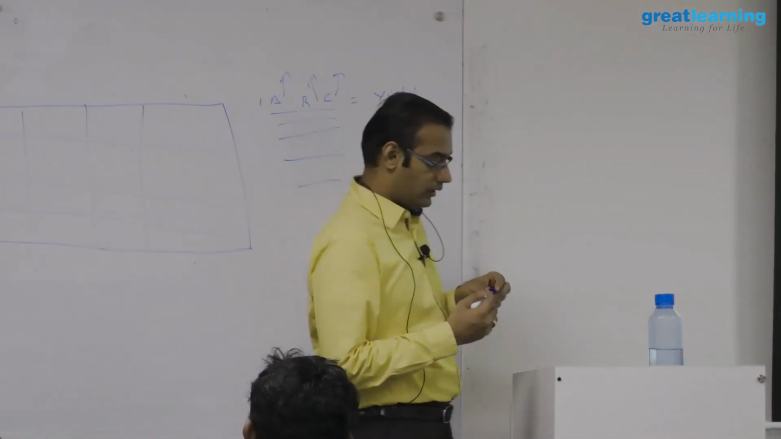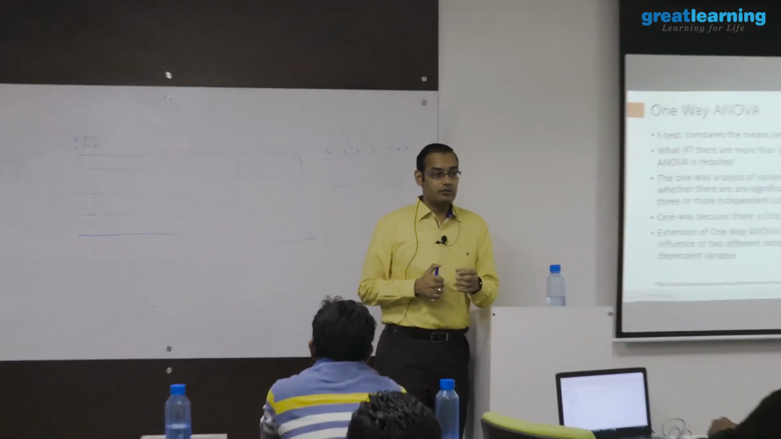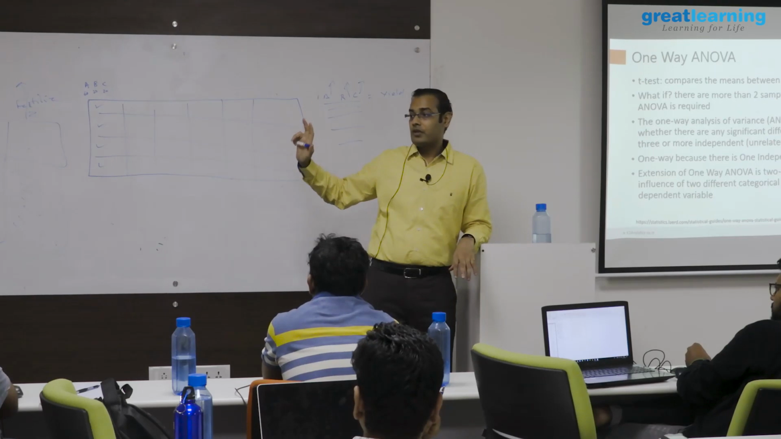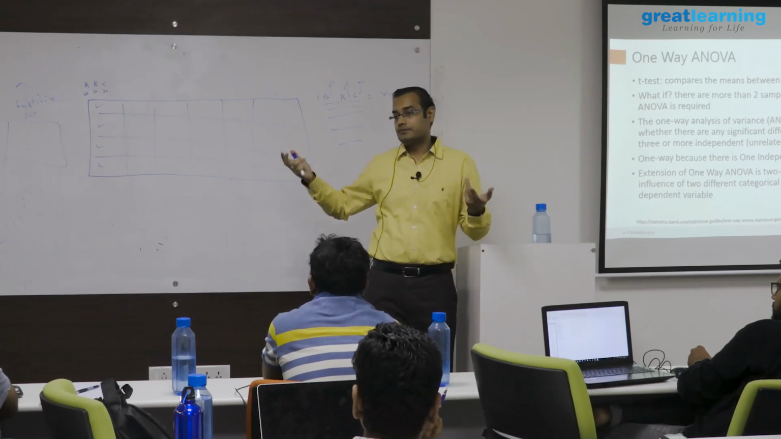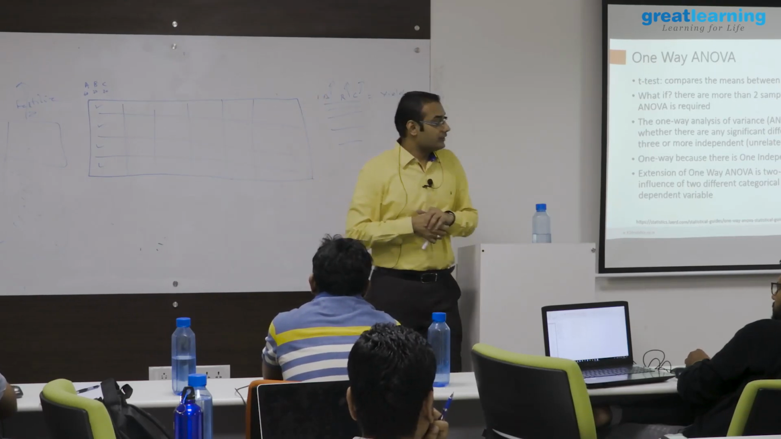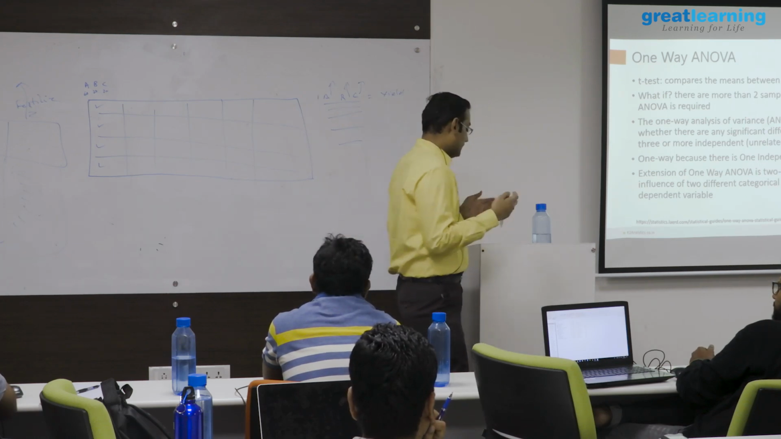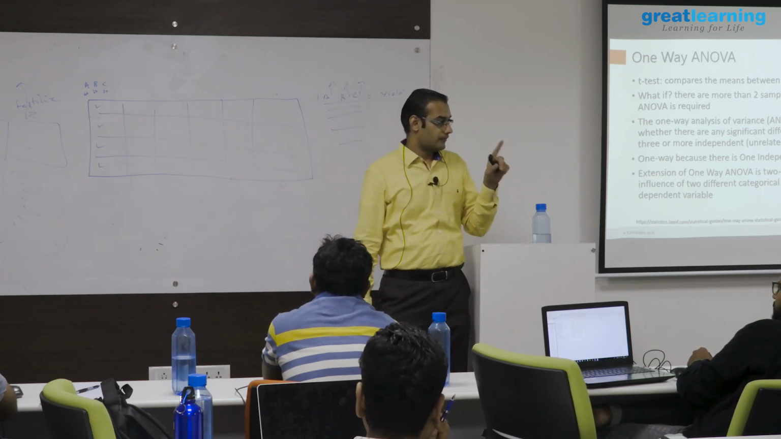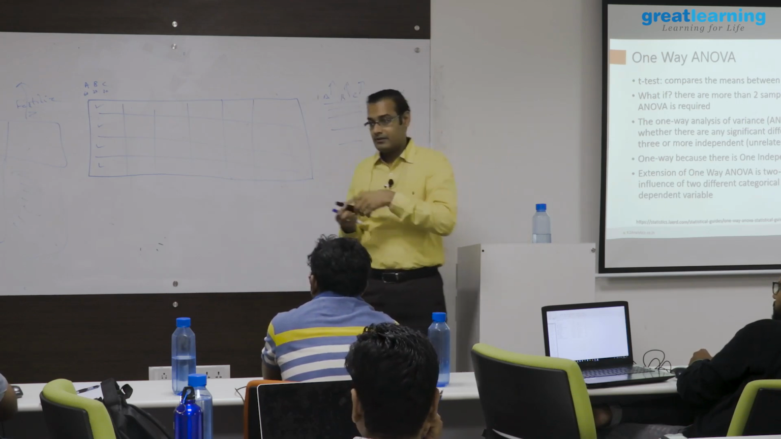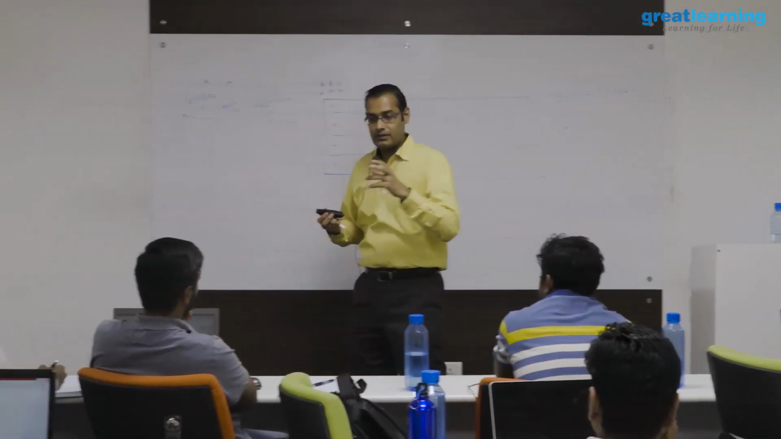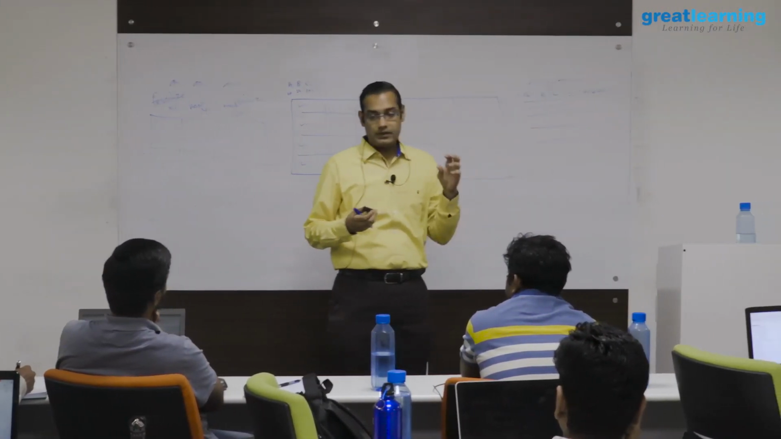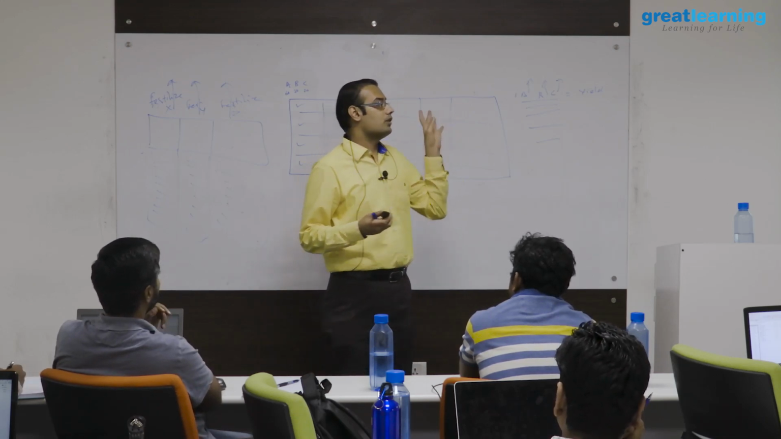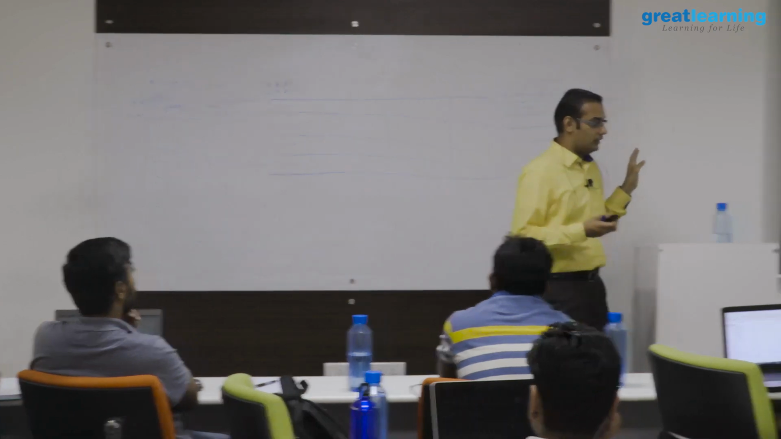Null hypothesis in ANOVA is all means are equal, which means the outcome of fertilizer X, the outcome of fertilizer Y, and the outcome of fertilizer Z is the same. The alternate hypothesis is that at least one of the means is not the same. The null hypothesis and alternate hypothesis are framed as: at least one of the means is not equal.